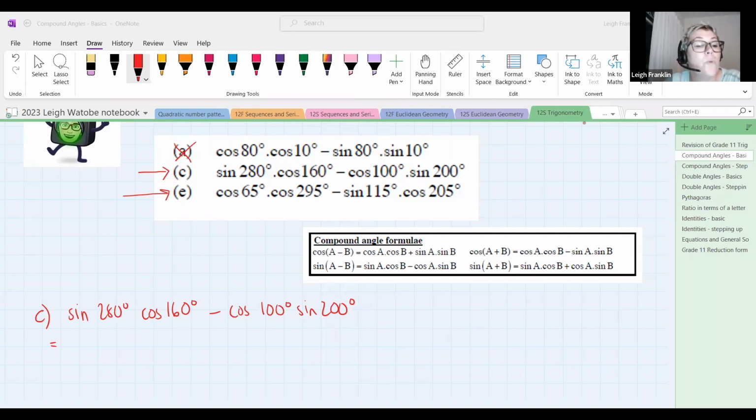Okay, so when it comes to sine 280, that's the 3rd quadrant. So sine would be negative, so that would be negative sine 80. Then cos 160, so that would be 2nd quadrant. So cos would be negative as well. So that would be negative cos 20. All right, then cos 100, that would also end up being negative because it's 2nd quadrant. So that would be negative cos 80.